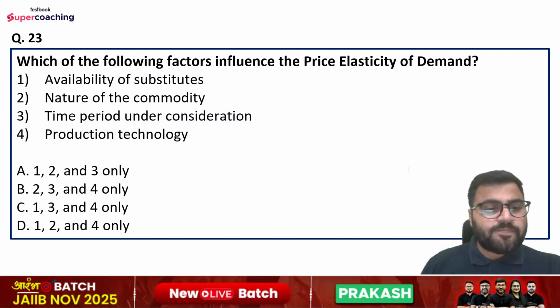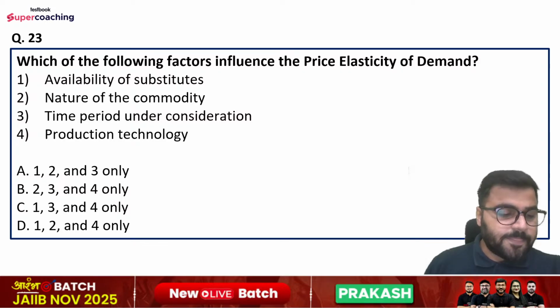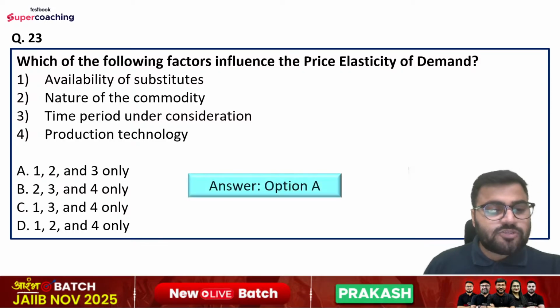Question number 23 is, which of the following factors influence the price elasticity of demand? Statements are: availability of substitutes, nature of the commodity, time period under consideration, or production technology. So options are first, second, and third only, second, third, and fourth only, first, third, and fourth only, or first, second, and fourth only. So right answer is option number A here, that is first, second, and third only.